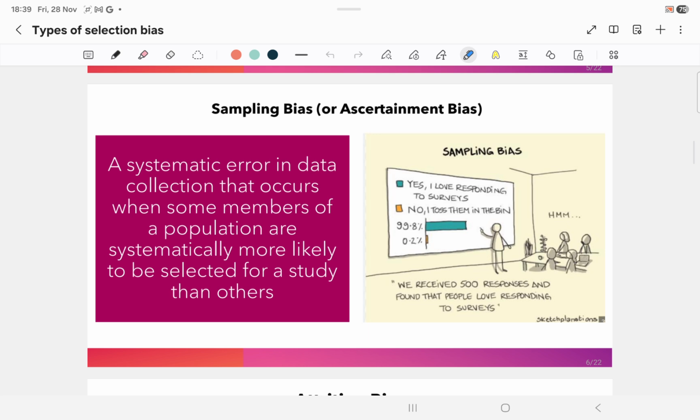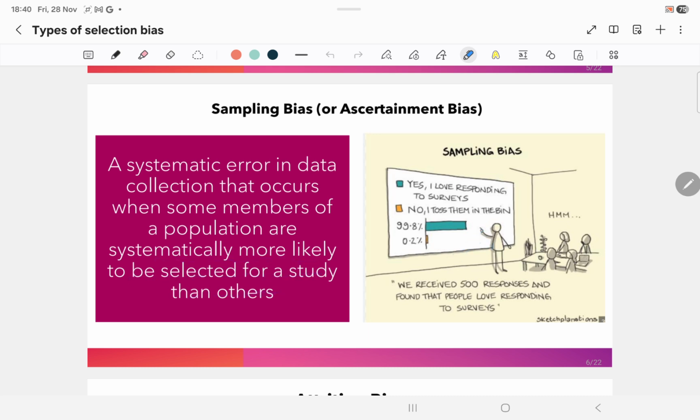So what is sampling bias again? A systematic error in the data collection that occurs when some members of the population are systematically more likely to be selected for a study than others. So you can understand from this diagram.